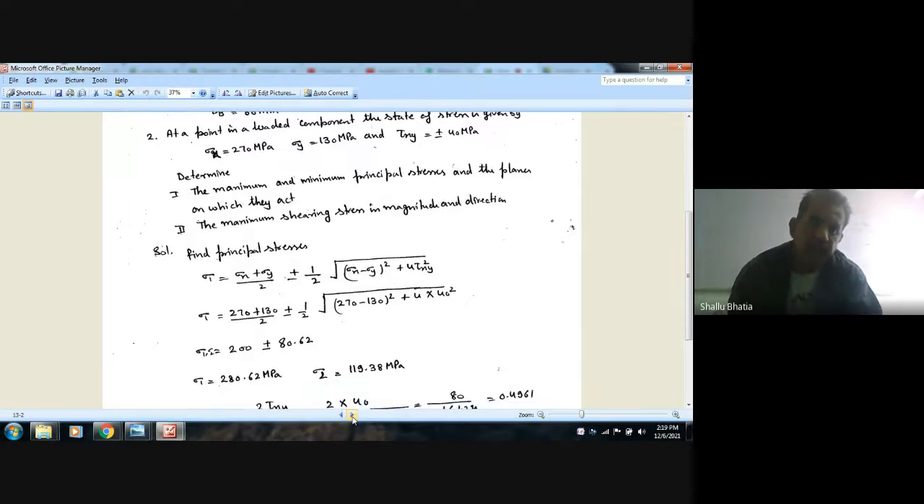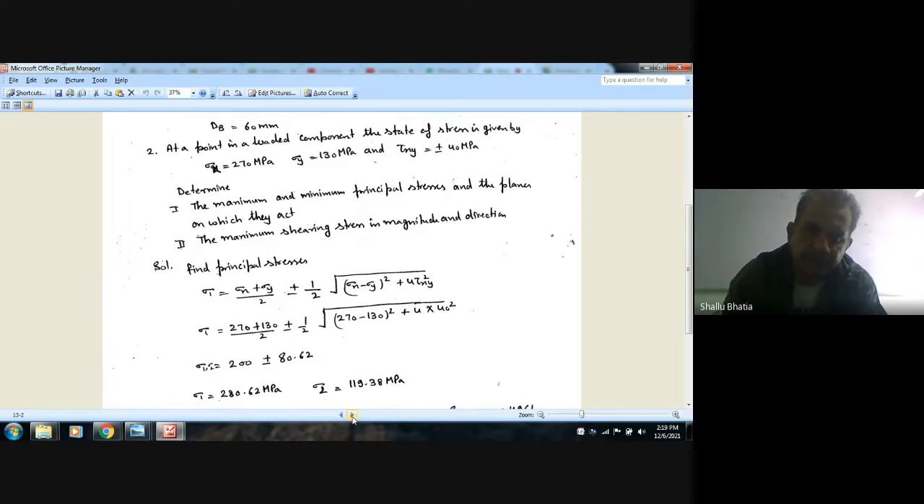Next, at a point in a loaded component, the state of stress is given by sigma x is equal to 270 MPa, sigma y is equal to 130 MPa, tau xy is equal to plus minus 40 MPa. Determine maximum and minimum stresses, and the planes on which they act, and the maximum shearing stress in magnitude and direction. So these are the formula based questions. So the formula for sigma 1 is sigma x plus sigma y by 2 plus minus 1 by 2 square root of sigma x minus sigma y whole square plus 4 tau xy square. You can put sigma x, sigma y, and tau xy is equal to 40. So we can find out sigma 1 and sigma 2.